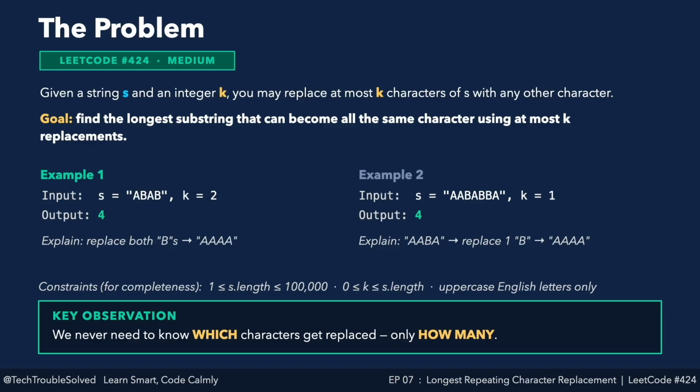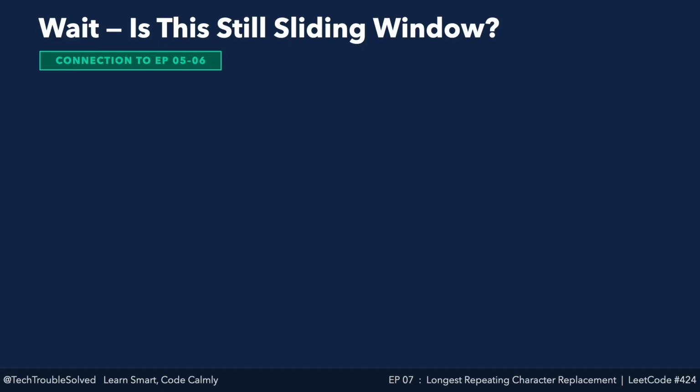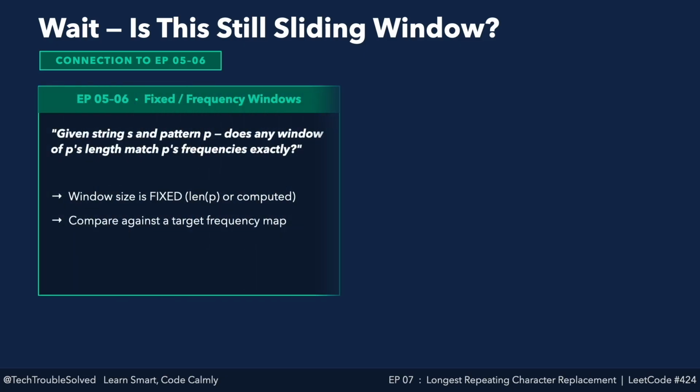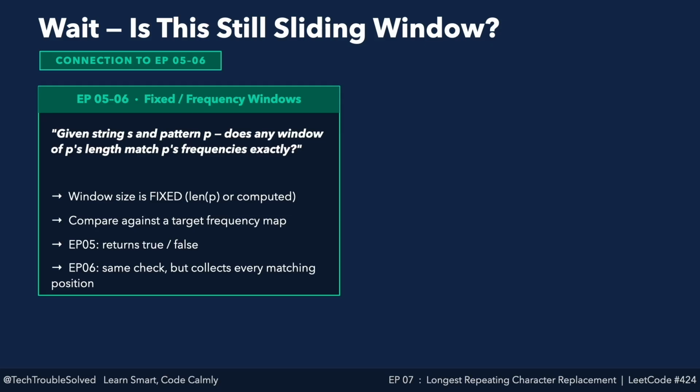Before we jump into the approach, let's quickly place this in the series. Looking at this problem, you might wonder, is sliding window even the right tool here? The question looks completely different from anything we have done so far. It is still sliding window, but episode 7 uses it differently from every previous episode. In episodes 5 and 6, we had a fixed window size, checking against an exact frequency match. Episode 5 returns true or false. Episode 6 collects every matching position.